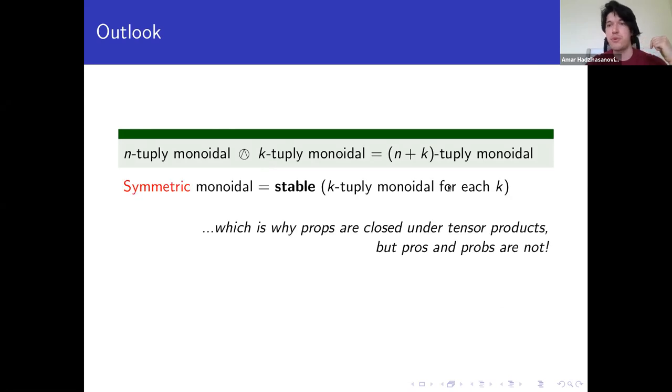And I think a better way of seeing why this tensor product is kind of an internal operation for props, but not for pros or props, is because symmetric monoidal in the homotopical world corresponds to the property of being stable, which is a way of saying this is actually an n-fold loop space up to infinity. So it's n-tuply monoidal for each n.